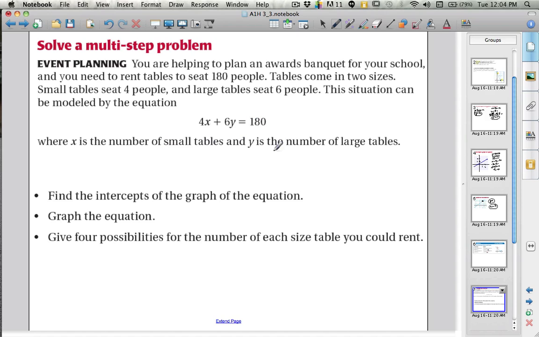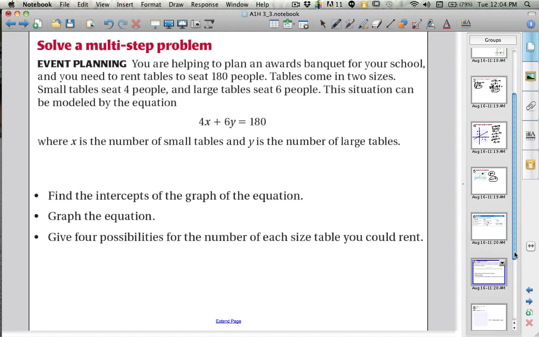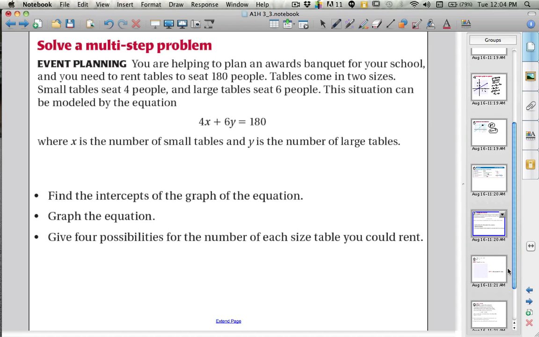X is the number of small tables and Y is the number of large tables. So first I want to find the intercepts, and then I want to graph the equation, and then I would like to determine different possible numbers of tables that I might go ahead and rent. So let's start off by finding the y-intercept.